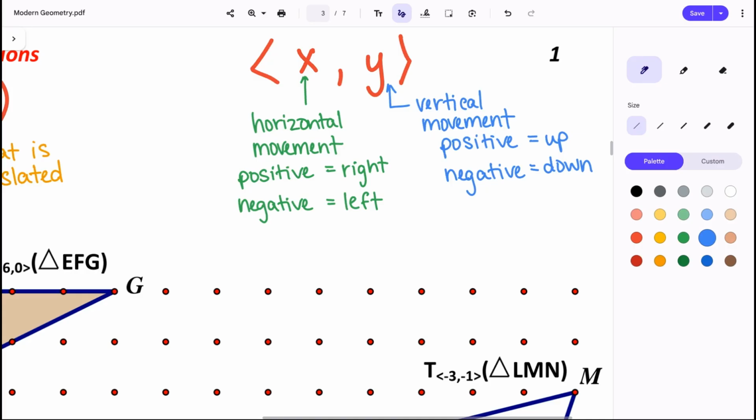So when you look at that, you have to look at the numbers and you have to understand if it's positive versus negative. That tells you what direction your shape's going to go. Now, when we get these started, we're going to go back to that dot paper that we've seen before.